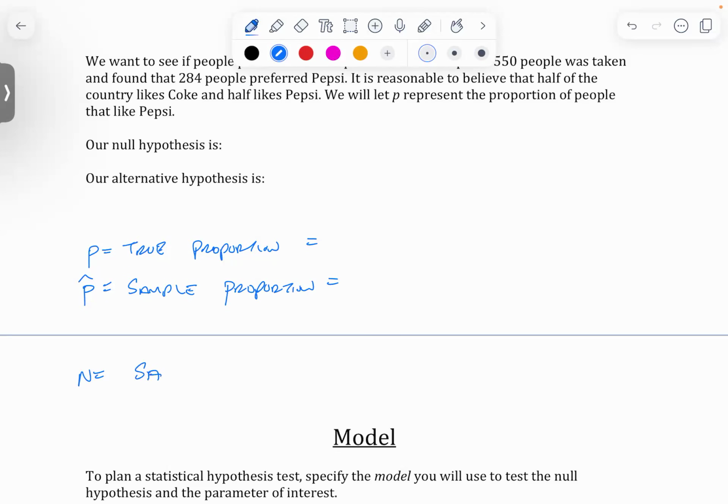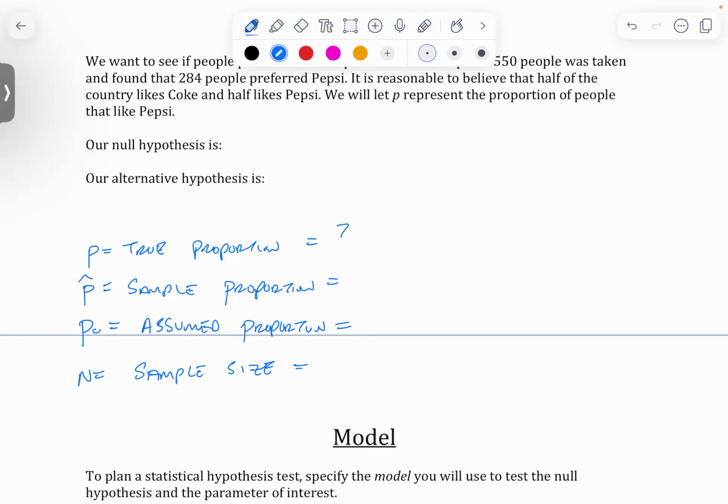N is the sample size. And now we have a new one, P0. This is the assumed proportion, the hypothesized proportion, the guess proportion, the claimed proportion. That's the initial assumption, like the defendant is innocent.